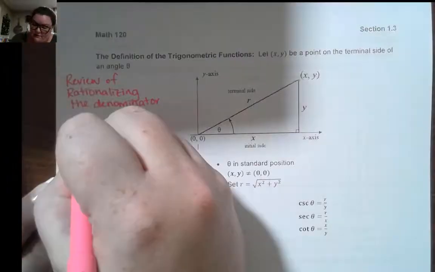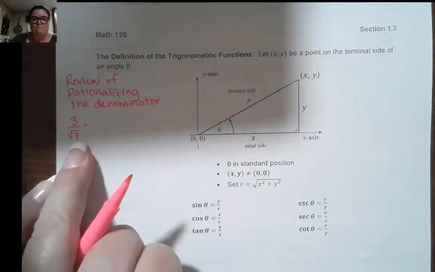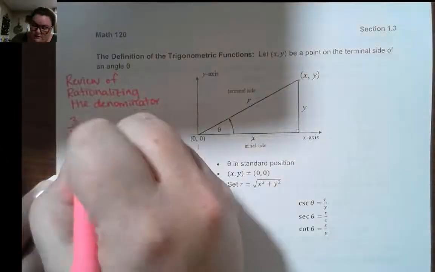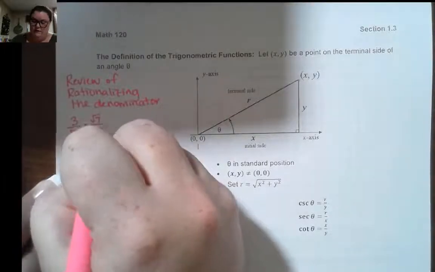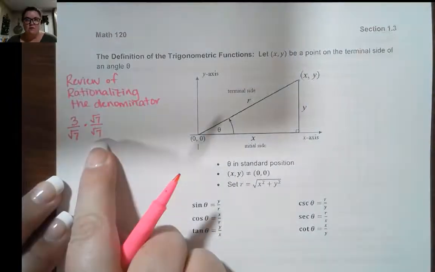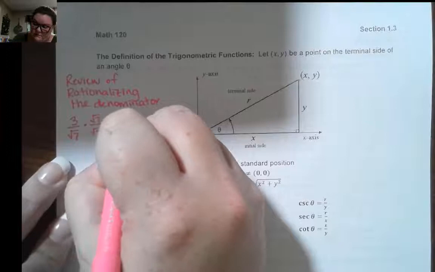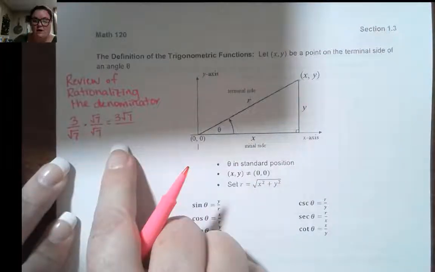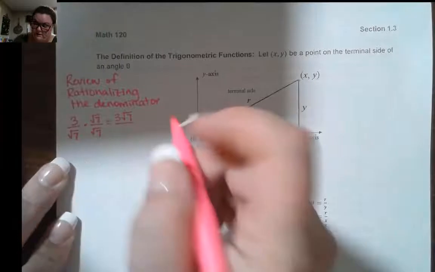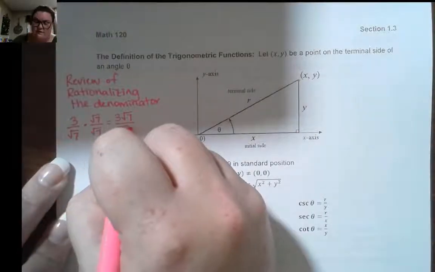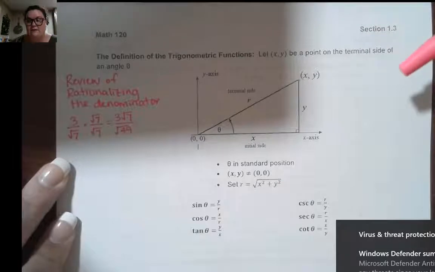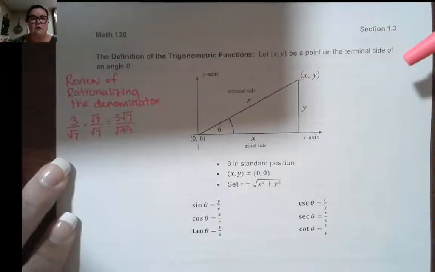So I'm going to multiply by whatever that radical is that I'm trying to get rid of, as a form of 1. Because if I multiply by any number over itself, that's just multiplying by 1, and that doesn't change the overall value. So that gives me 3 times the square root of 7 on top, and on bottom, the square root of 7 times the square root of 7 gives me the square root of 49, which simplifies to 7. So this would just be 3 square root of 7 over 7.